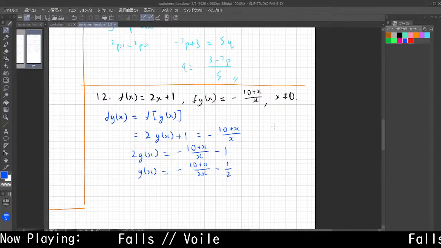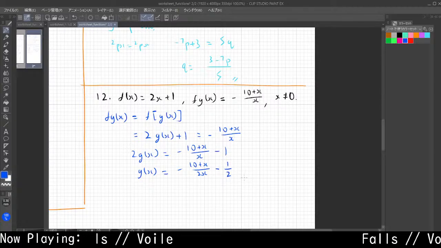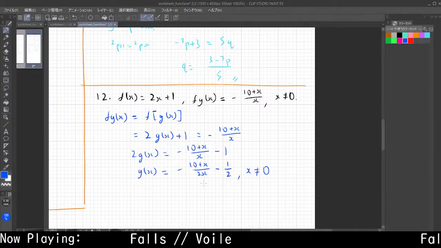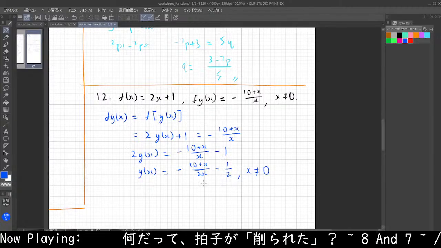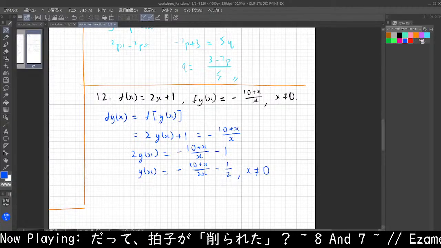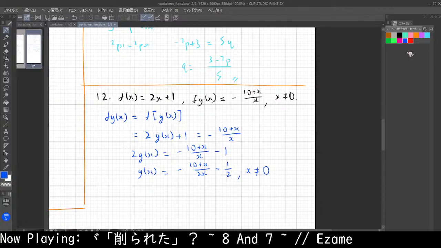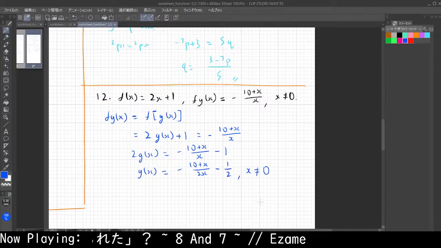So x cannot be equal to 0 because x is at the denominator. Denominator cannot be equal to 0. 2x cannot be equal to 0. So x cannot be equal to 0. That's all. Okay, done.